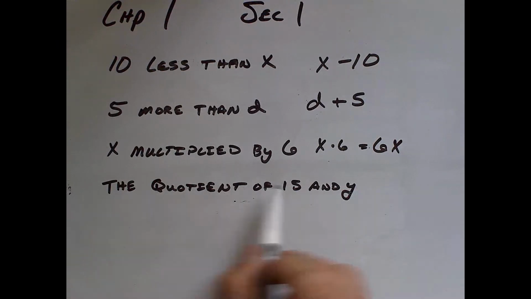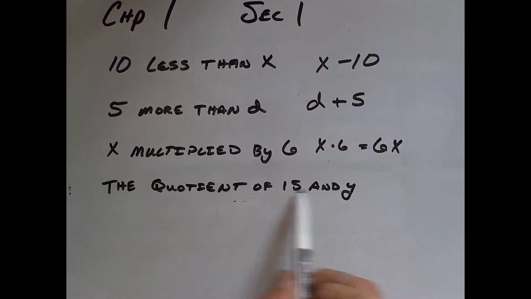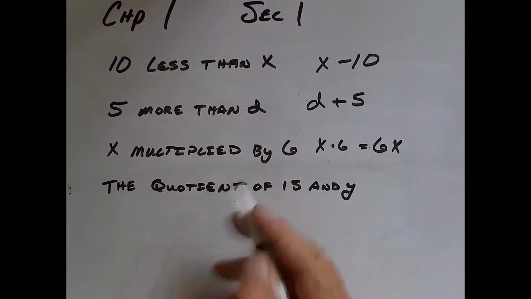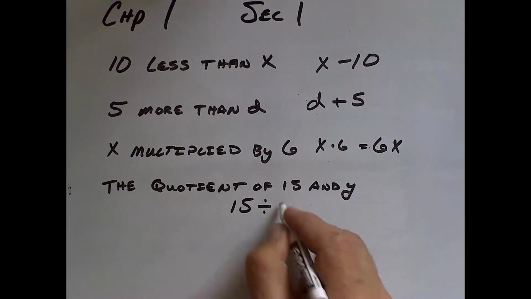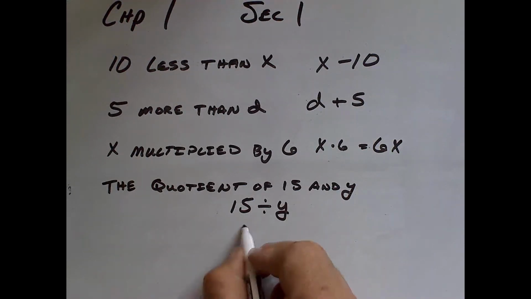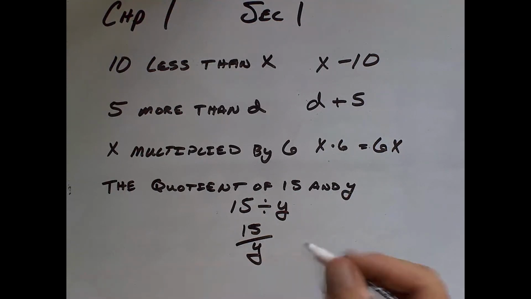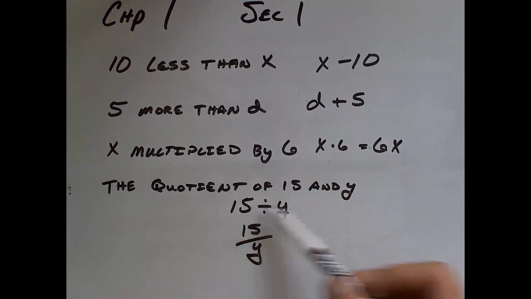The quotient of 15 and y. I want you to pay attention to the quotient. The order of these, 15 and y, is very important. We're going to do the quotient of this. This is 15 divided by y. Or if we were to write it another way, it would be 15 over y. This means the same thing, 15 divided by y. That's how we can write this.